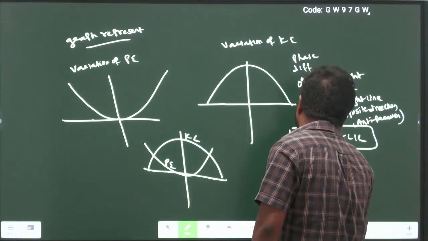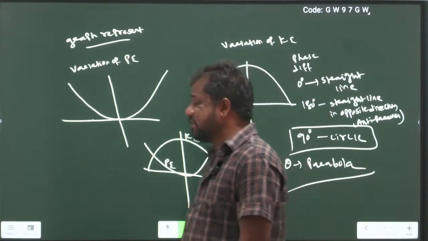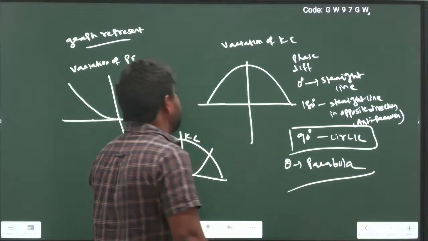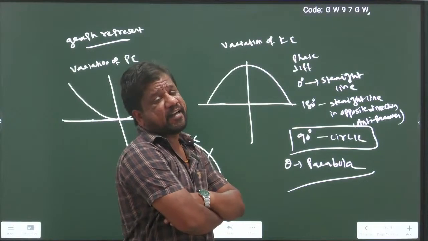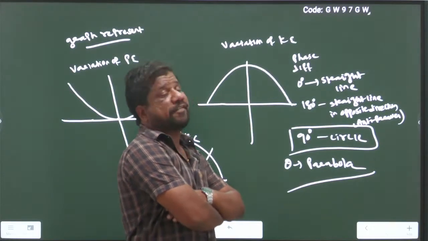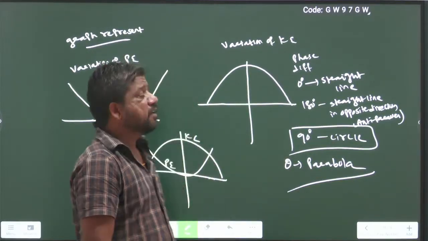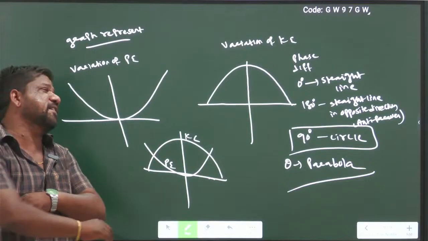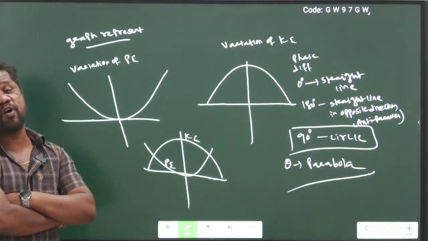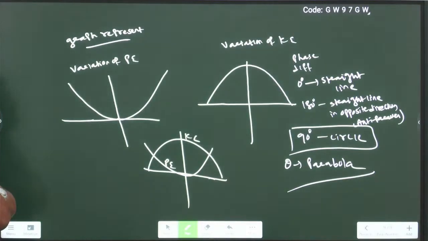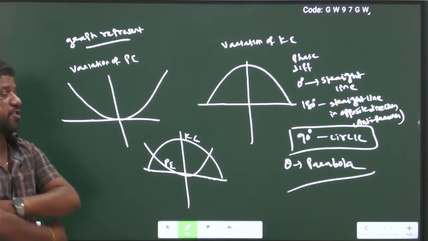Other than these angles, the graph will be what? Parabola. If the phase difference is 0 degree, the graph will be a straight line. If it is 180 degree, a straight line in opposite direction. If it is 90 degree, the graph will be a circle. If the phase difference is other than these, like 30 degree, 45 degree, 60 degree, the graph will be a parabola. This is about the graph representation related to simple harmonic motion. Right?